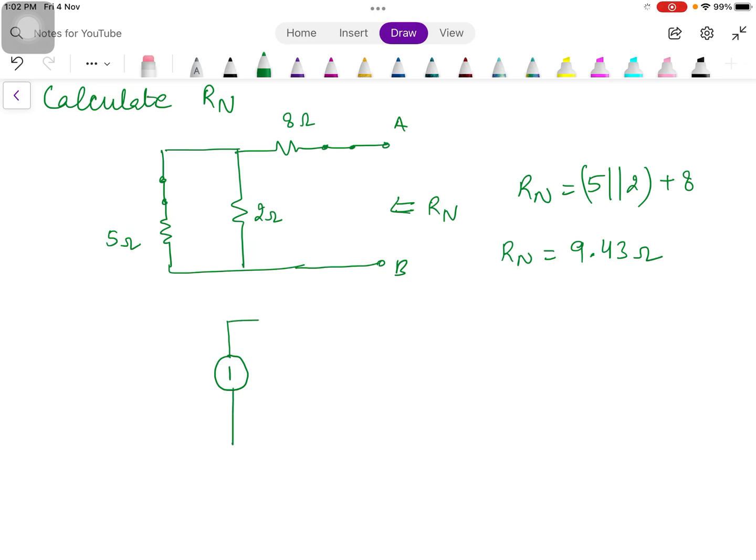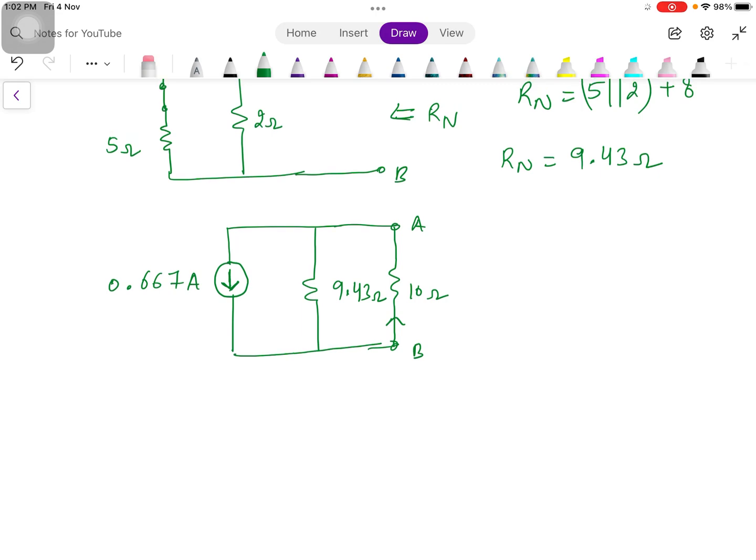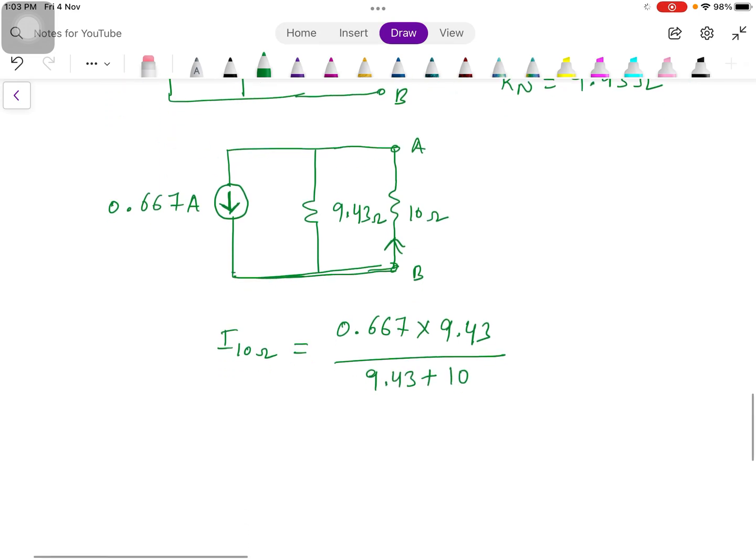So once we have this equivalent, we will draw the Norton's equivalent: the 9.43 ohm resistance. Here we have A and B, where we have to connect the 10 ohm resistance. Since the current has to flow in the upward direction in the load, this current source must be in this direction. That was the meaning of the current coming as negative. So we will show the current source supplying current in the downward direction, so that through the load terminals current will flow from B to A. Now the question was to find the current through the 10 ohm resistance. It will be source current into the opposite branch resistance, that is Rn 9.43, and in the denominator Rn plus RL, and the answer is 0.324 ampere in the upward direction.